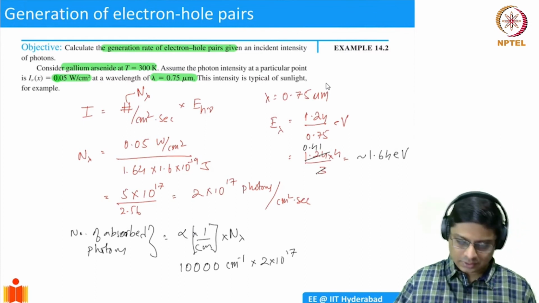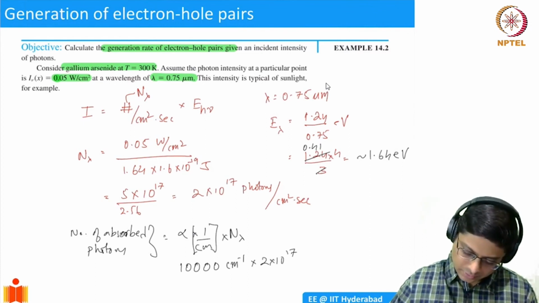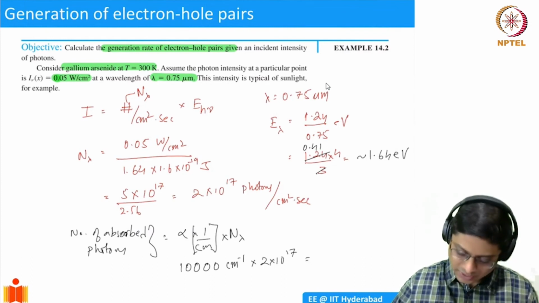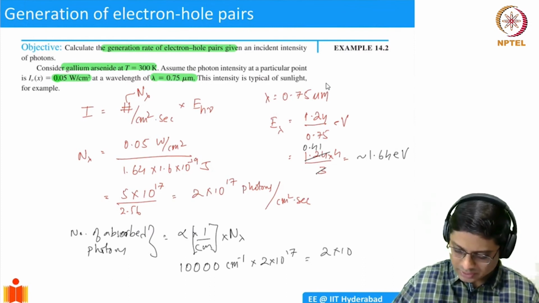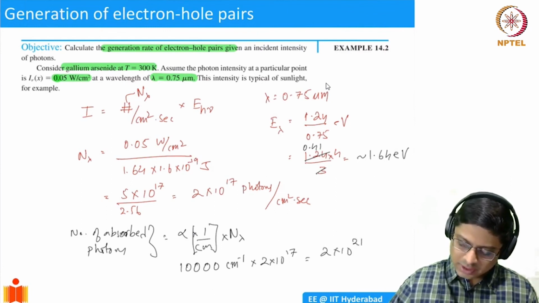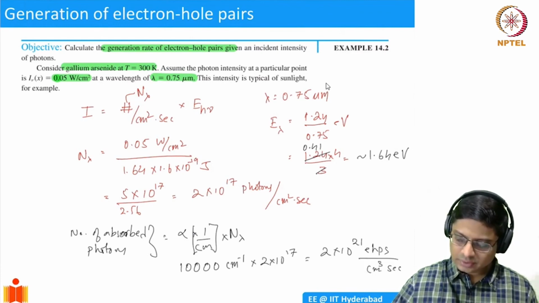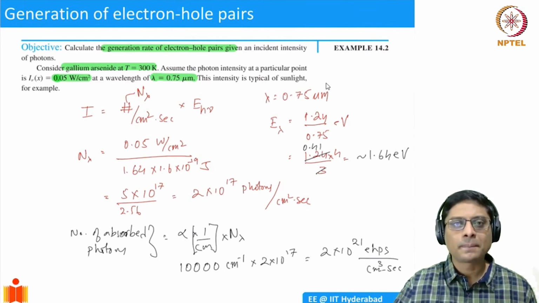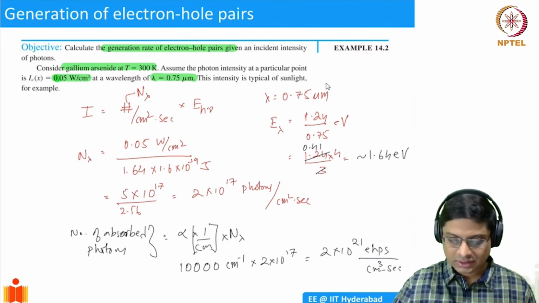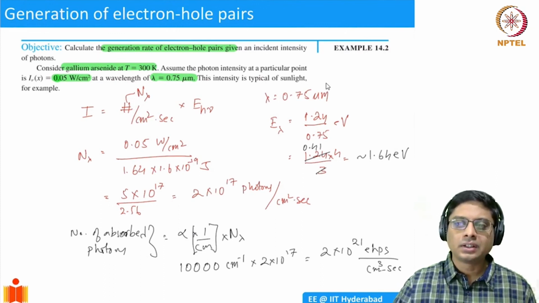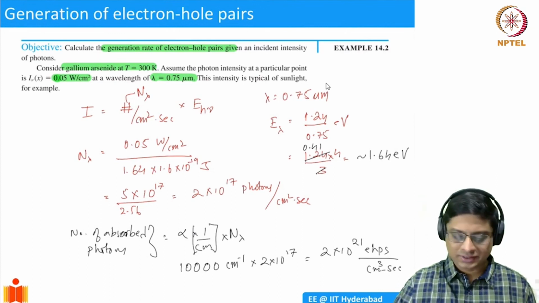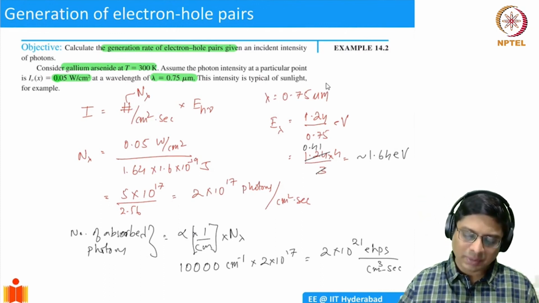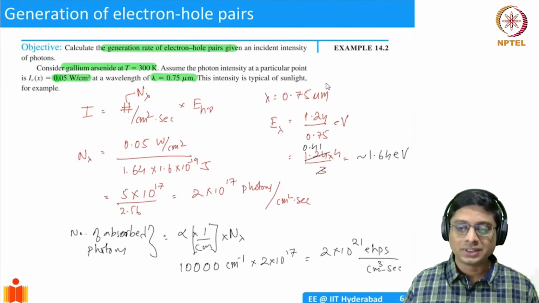So if you calculate this, what are you going to get? Well, 2 into 10 power 21 EHPs per centimeter cube per second. So this is the rate at which you are generating the electron hole pairs. Of course, the generation rate is also going to depend on tau, the minority carrier lifetime. This is just the number of photons absorbed, right?